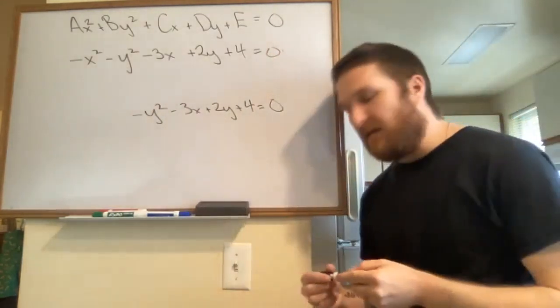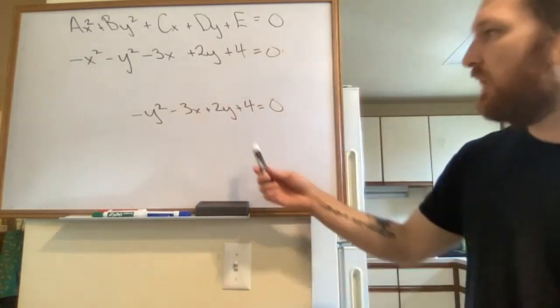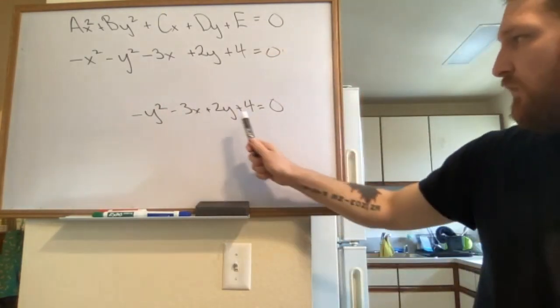I could stop right here and say that's a parabola. How do I know? Well, look, you could get that x over to one side.